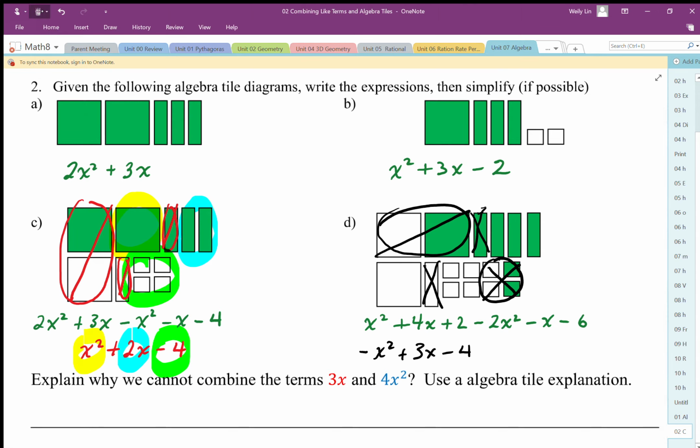And again, I'll just highlight the parts here. There's my negative x squared. My 3x is here. And my 4 ones are these parts here.